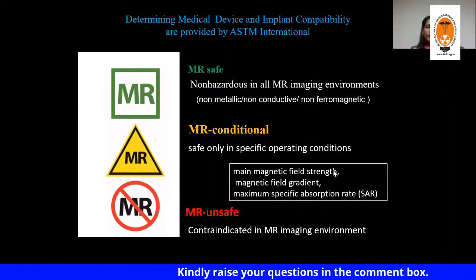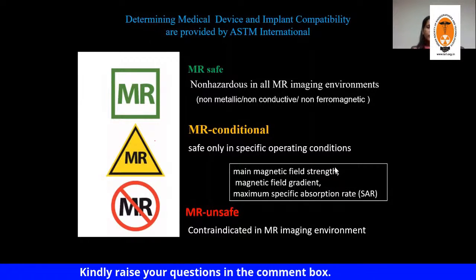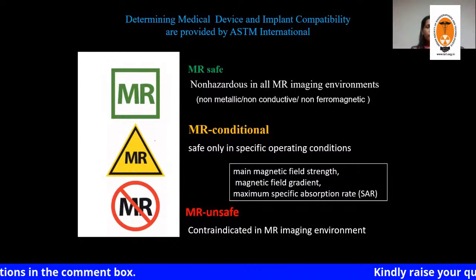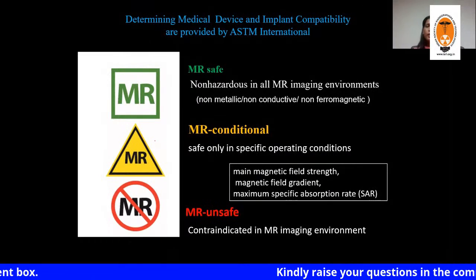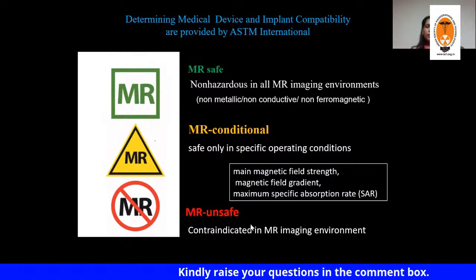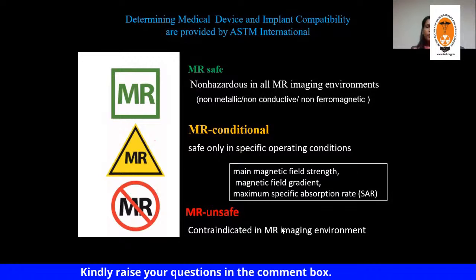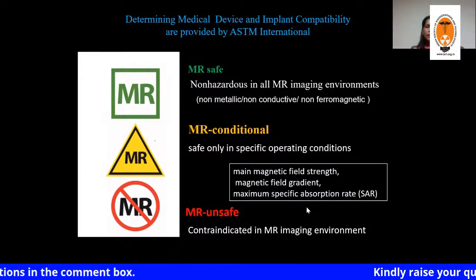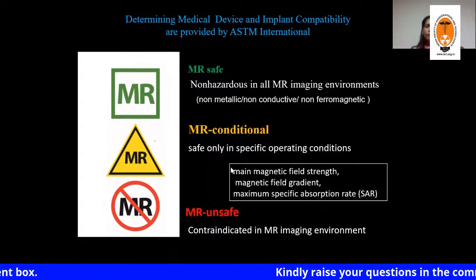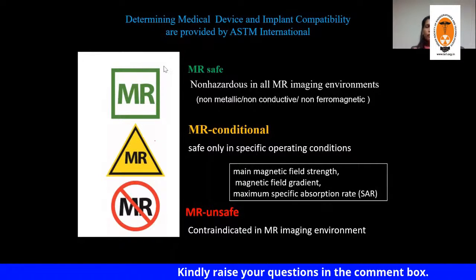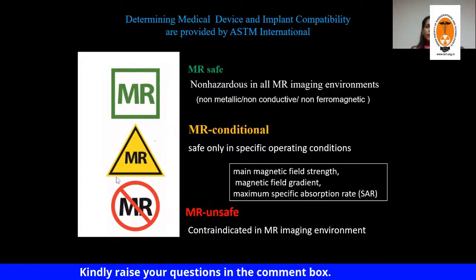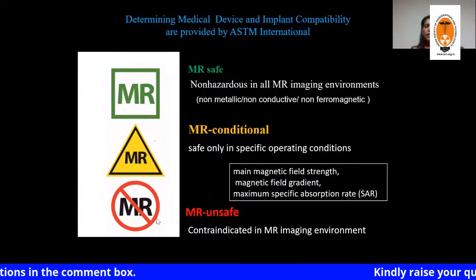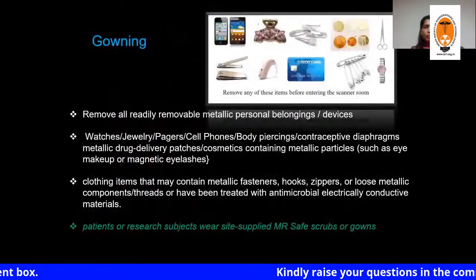For example, if a device is conditional at 1.5 Tesla, it will be safe at 1.5 Tesla. It will not be safe for 3 Tesla imaging. Items labeled MR unsafe are contraindicated in all MR imaging environments, and we should not bring such devices into the MR environment. These are the color codings: green for MR safe, a yellow triangle for MR conditional, and a red circle with a cross for MR unsafe material.